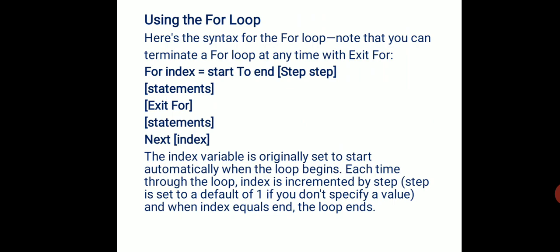What is that step? The step value given in the step. Step is set to default 1. If you don't specify a value for step, by default it will be 1, and when index equals end, the loop ends. So start to end. When the index equals end, the loop ends.